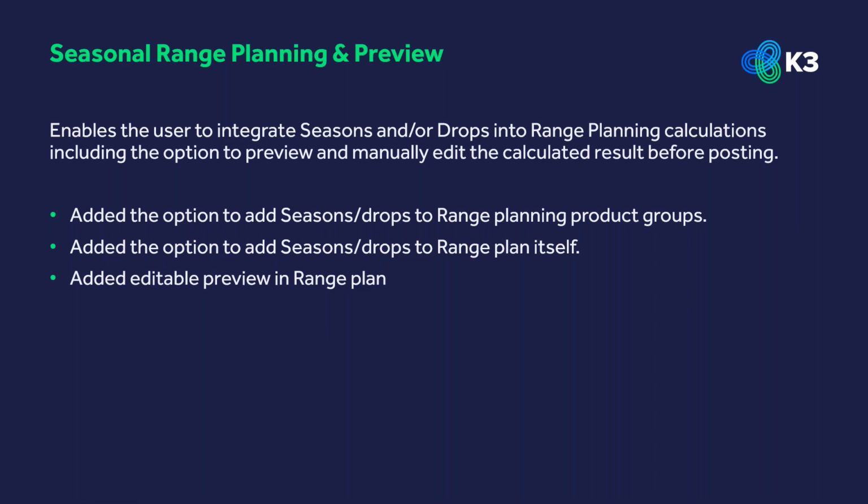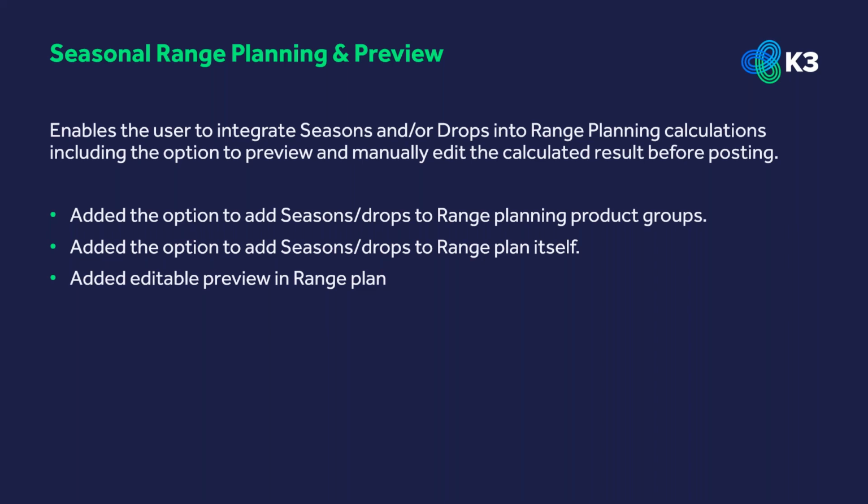Second topic, which I will show you, is seasonal range planning and preview. Seasonal range planning is an extension on the existing range planning functionality to be able to define season and drops into the calculation. So you can add season and drops to the range planning product groups. They will only be used when you actually create a range plan for a specific season or a specific drop. So you could add them in both.